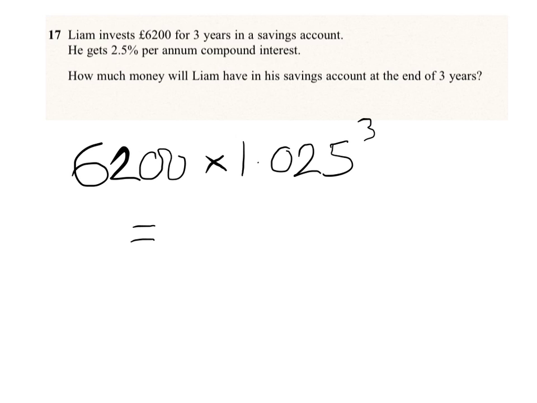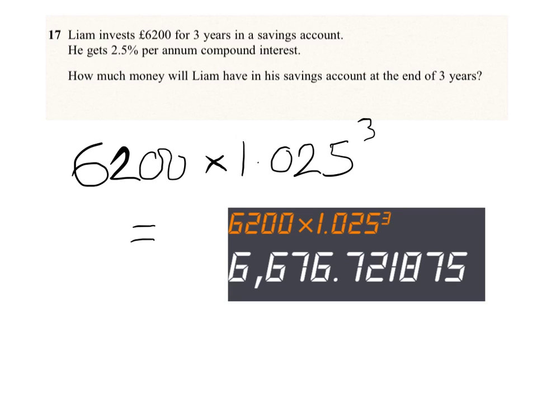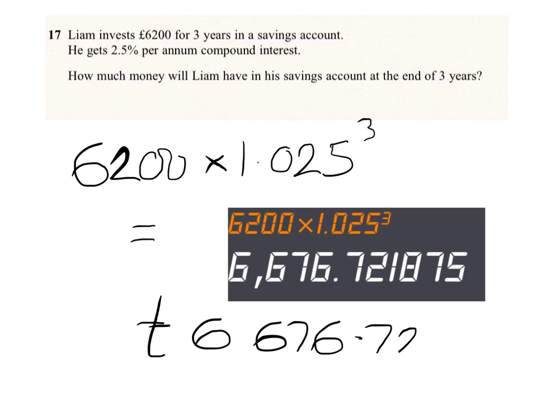We now use a calculator. So you can see that I've put the calculator display onto the screen. If we do this to the nearest, say, 2 decimal places to give pounds and pennies, then we're going to have £6,676, and the decimals will be 0.72 for the pennies.